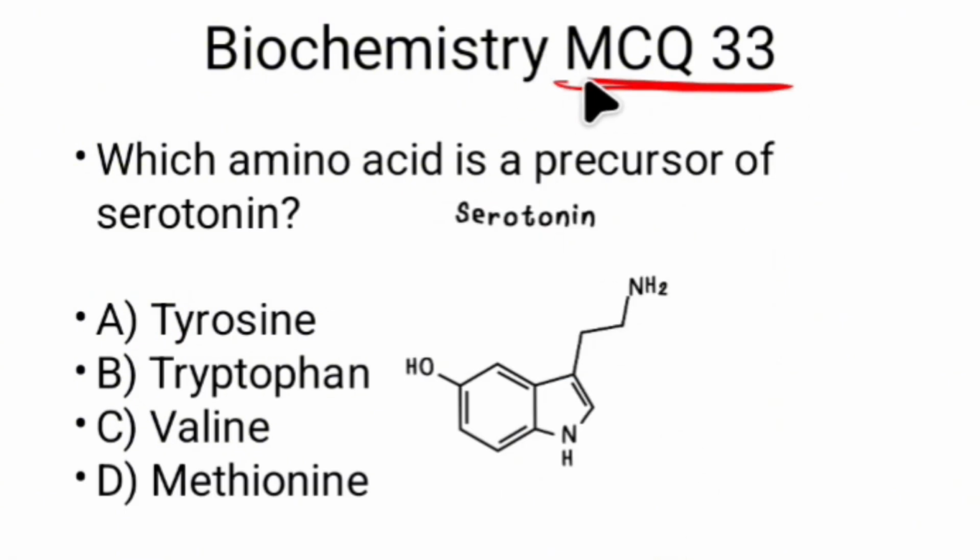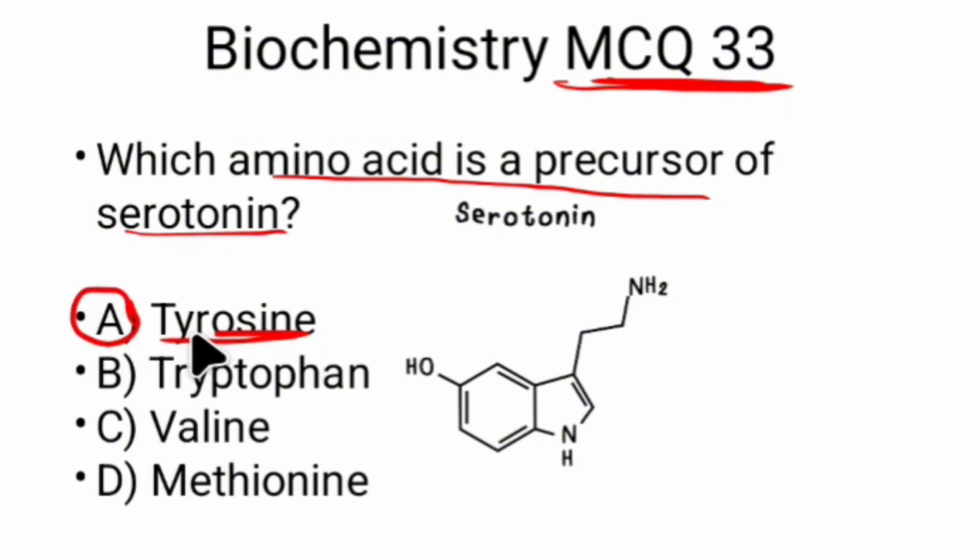MCQ number 33. Which amino acid is a precursor of serotonin? The correct option is A. Tyrosine is an amino acid which is a precursor of serotonin.